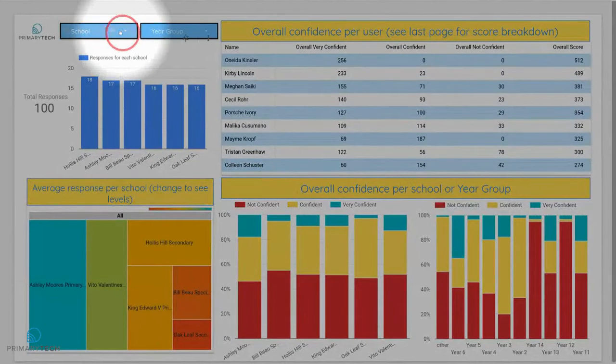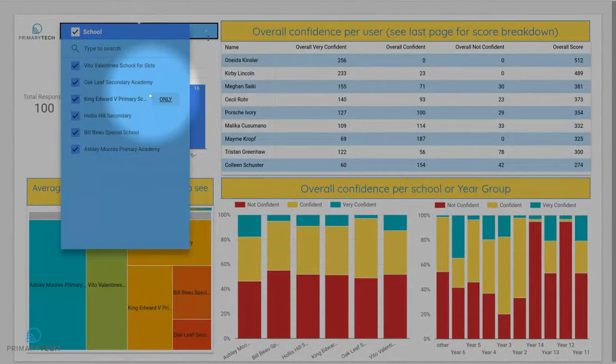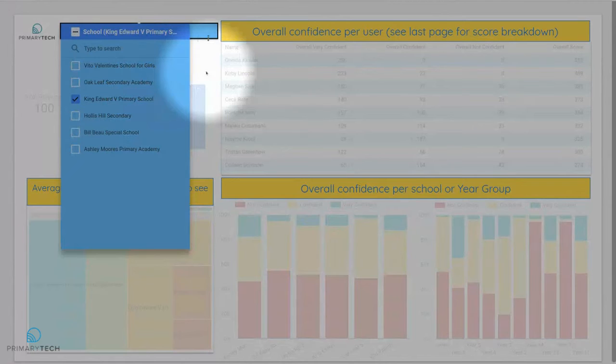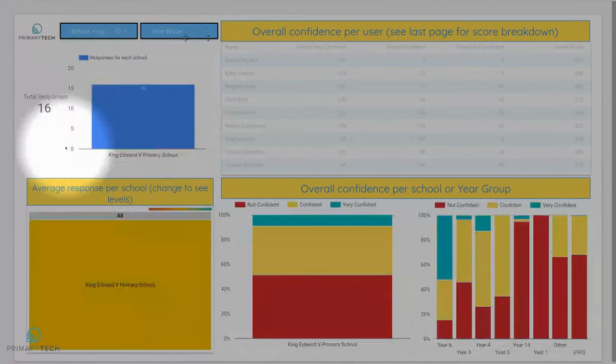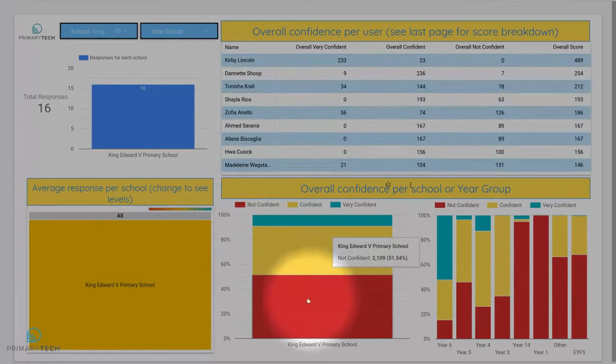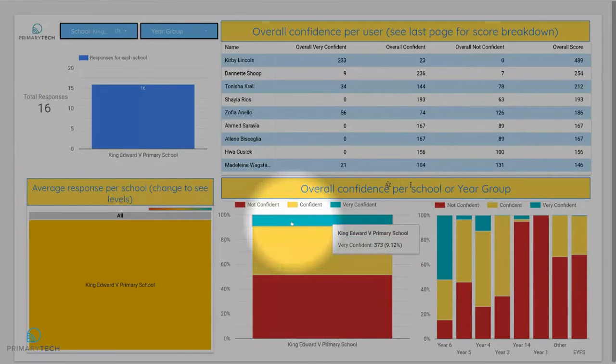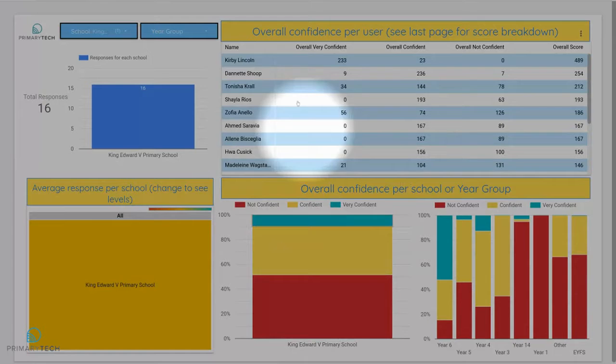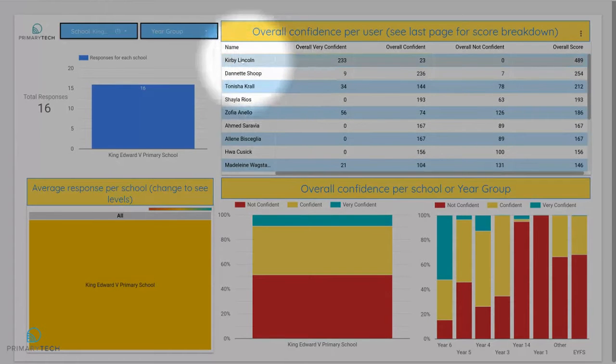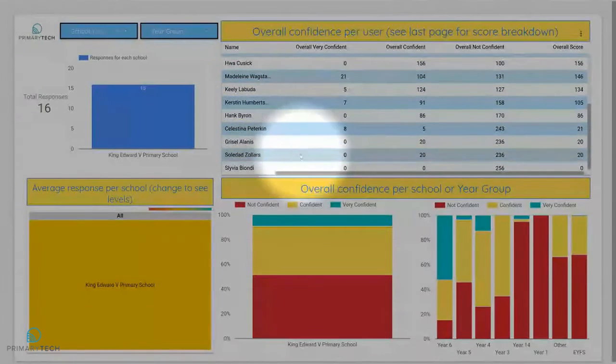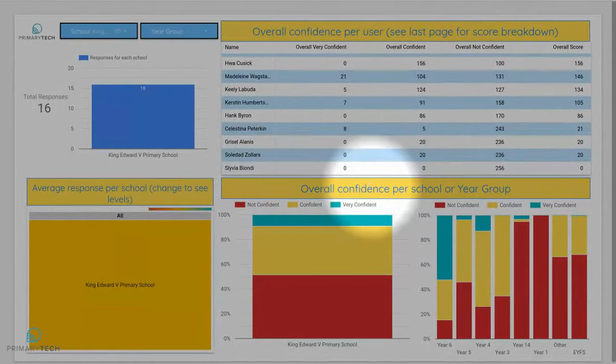We can unfilter then, and again, we can filter just by school. So we can use the school filter up here. So let's just look at King Edward School, and let's see how many responses we had from King Edward. 16 altogether, and looking at this, 51% of the staff are not very confident, and only 9% of the staff are very confident. And we can see which staff are classed as being really confident over here. And if we were to scroll down, we can see the staff that are not confident overall using G Suite.